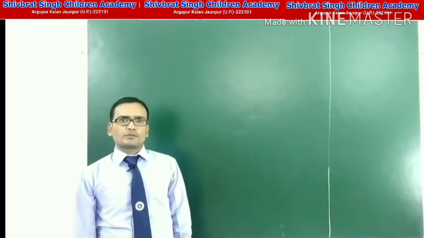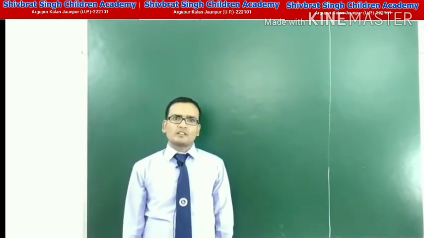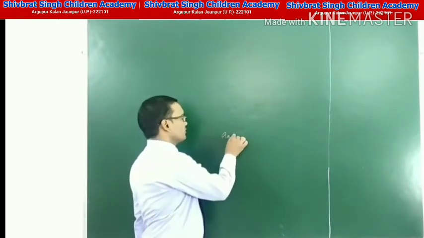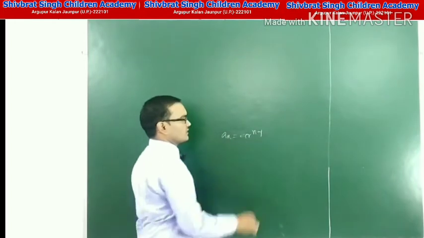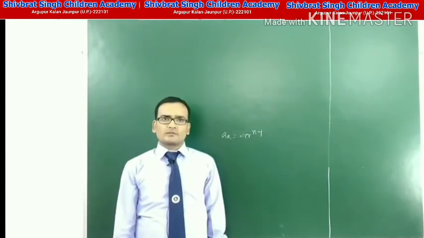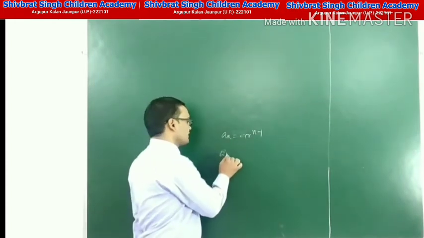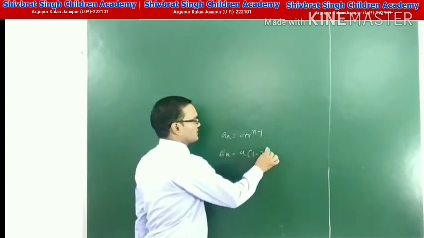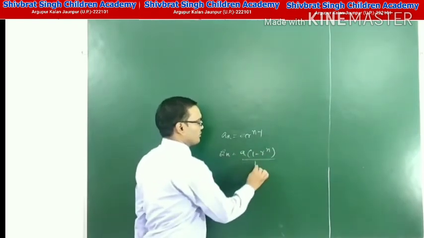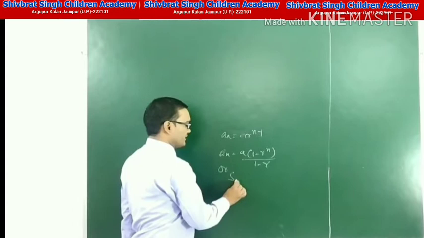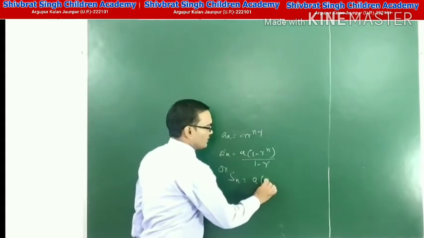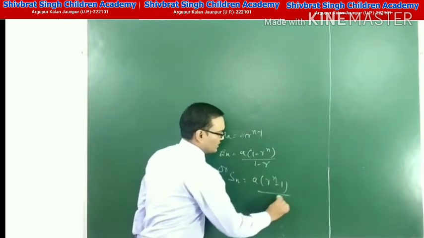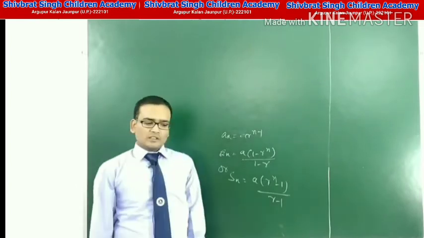In a previous lecture, we have learned about the geometric progression, general term of the geometric progression. That means a_n equal to a r to the power n minus 1. Sum of the first n terms, that means S_n equal to a times 1 minus r to the power n upon 1 minus r, or S_n equal to a times r to the power n minus 1 upon r minus 1.